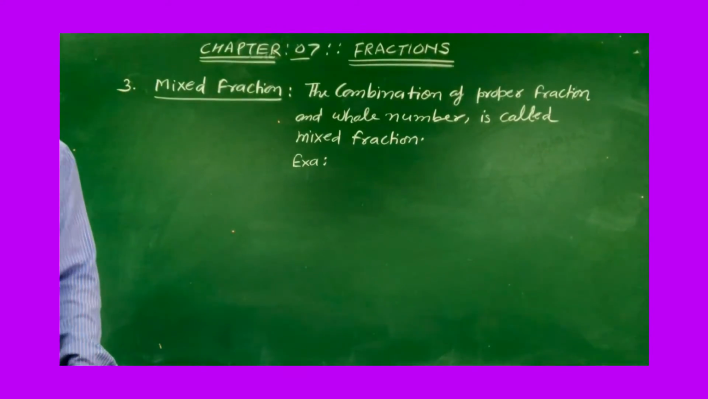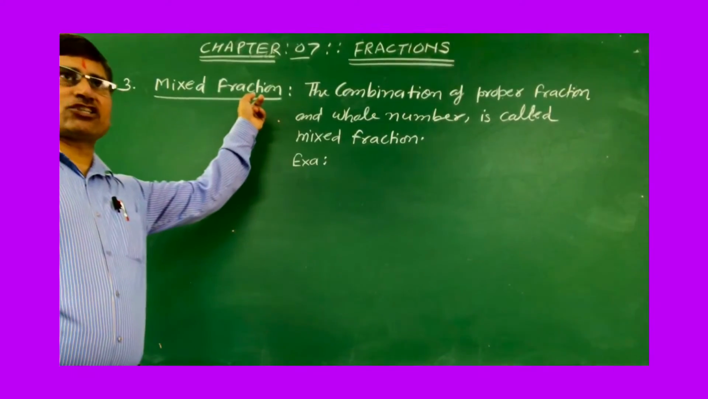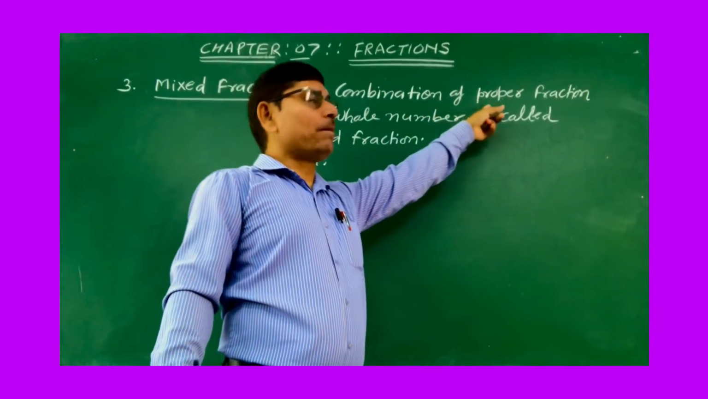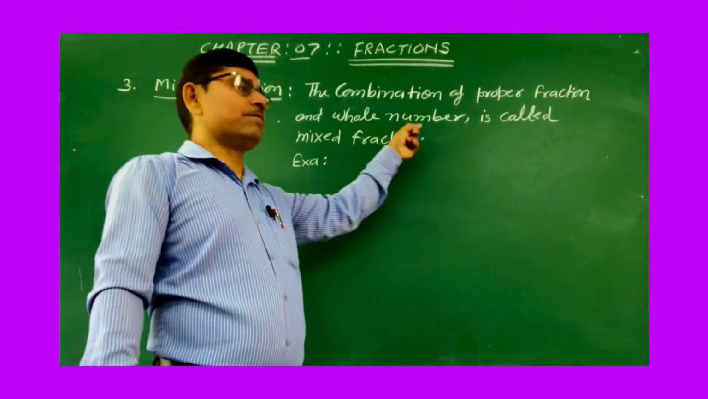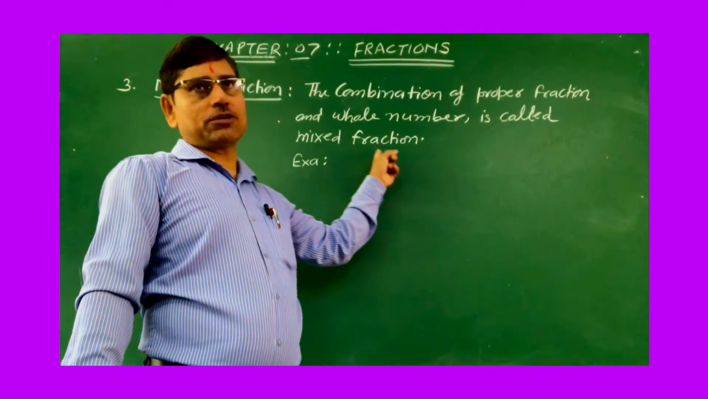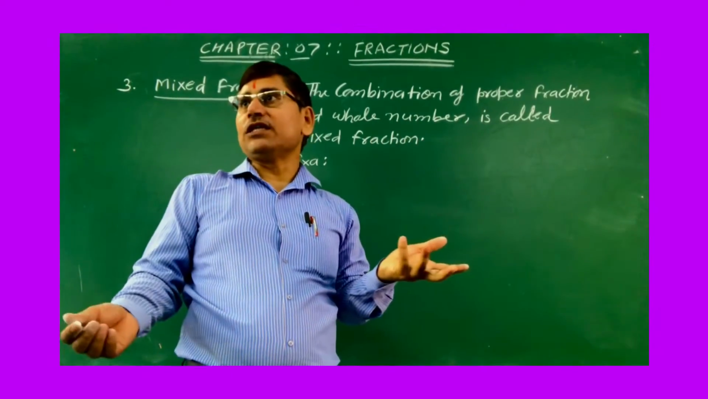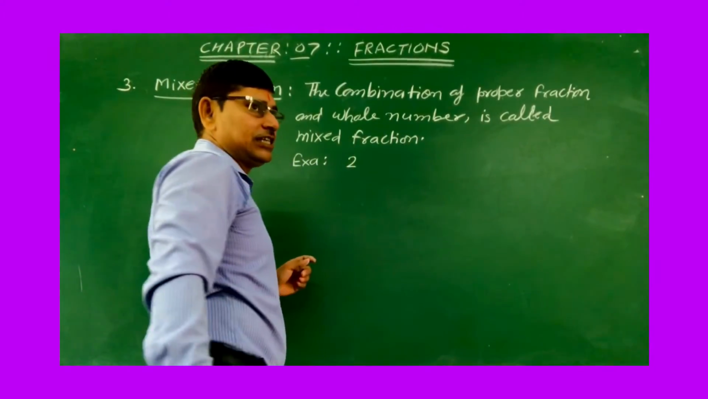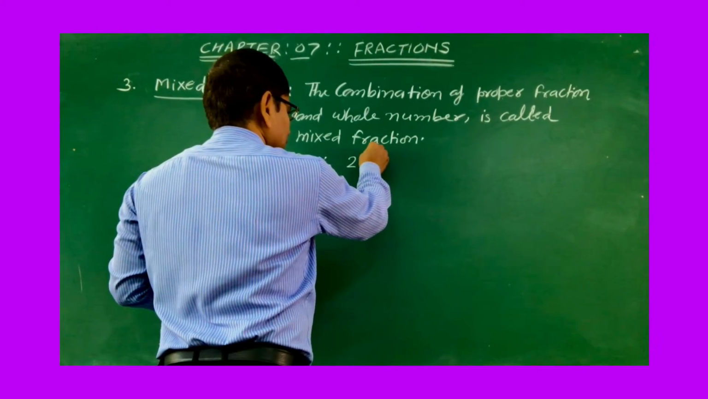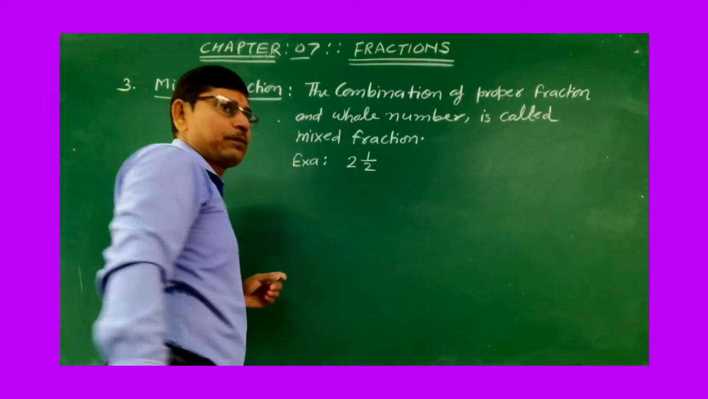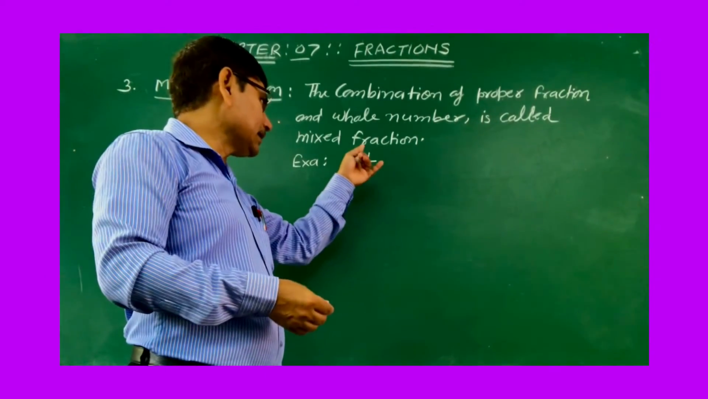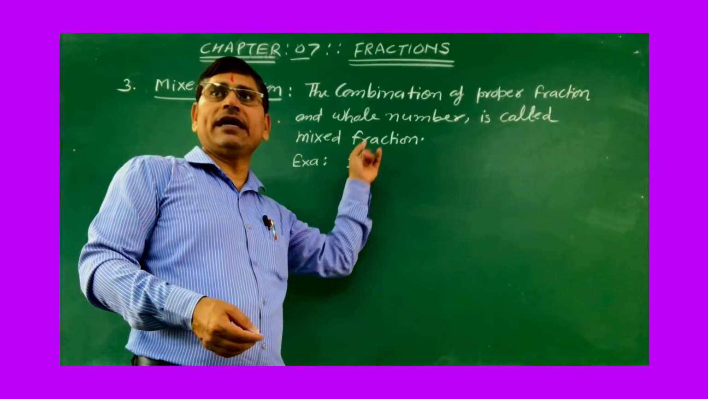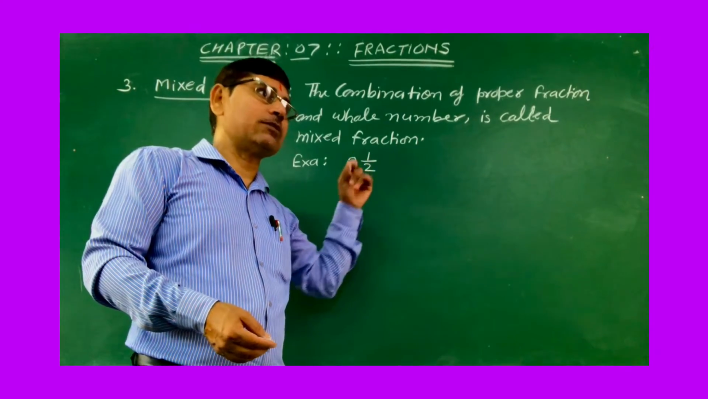Yes dear, this is the third one, mixed fraction. It means the combination of proper fraction and whole numbers is called mixed fraction. What is the meaning of combination? For example, you write here 2, this is a whole number, and 1 by 2, this is a proper fraction. Then the combination of these two is known as mixed fraction. 2 and 1 by 2, this is a mixed fraction.